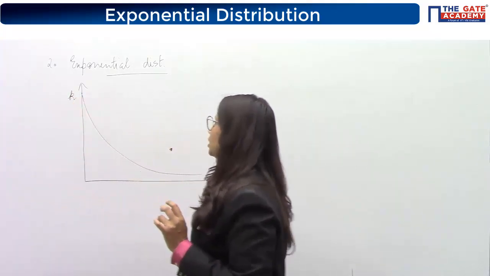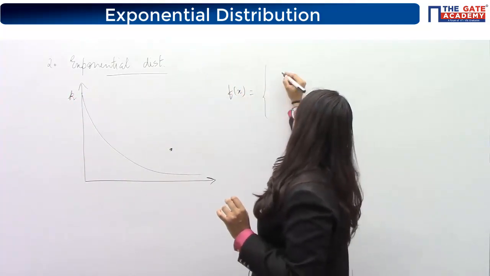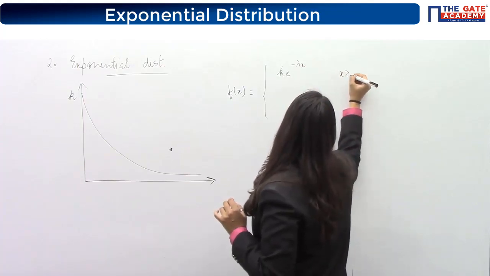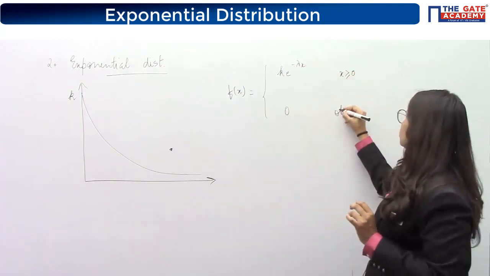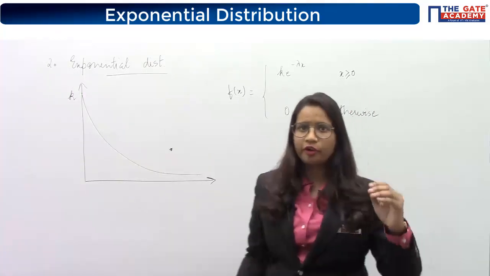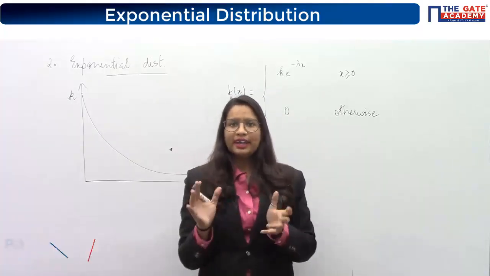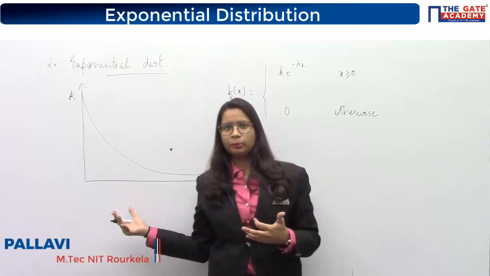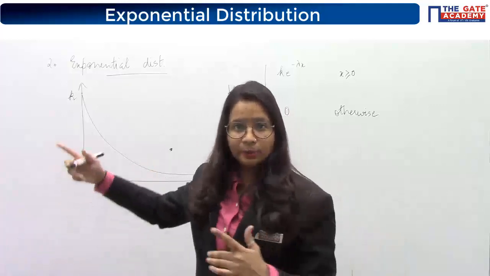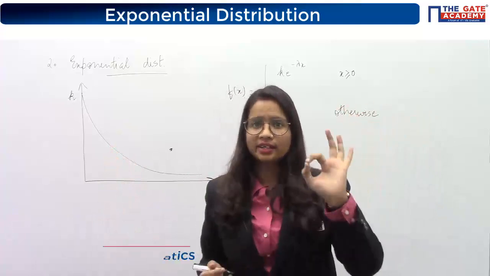Let's say this value is k. So this function is given by k e to the power minus lambda x when x is greater than or equal to 0, and 0 otherwise. First of all, this function is only defined for x greater than 0. In the last case, we have seen uniform distribution. There a and b can be any value. I have taken them to be positive for my example, but they can be negative also. But the exponential distribution will always take values which are greater than 0. It is defined in its definition.